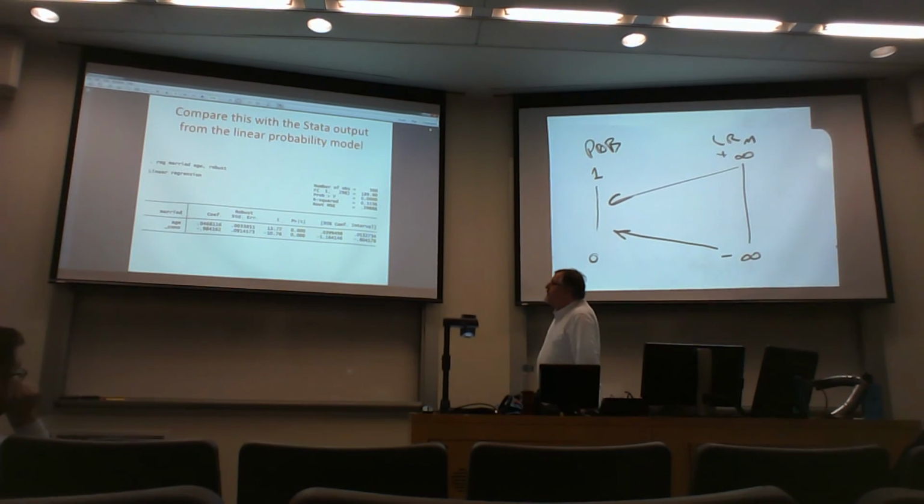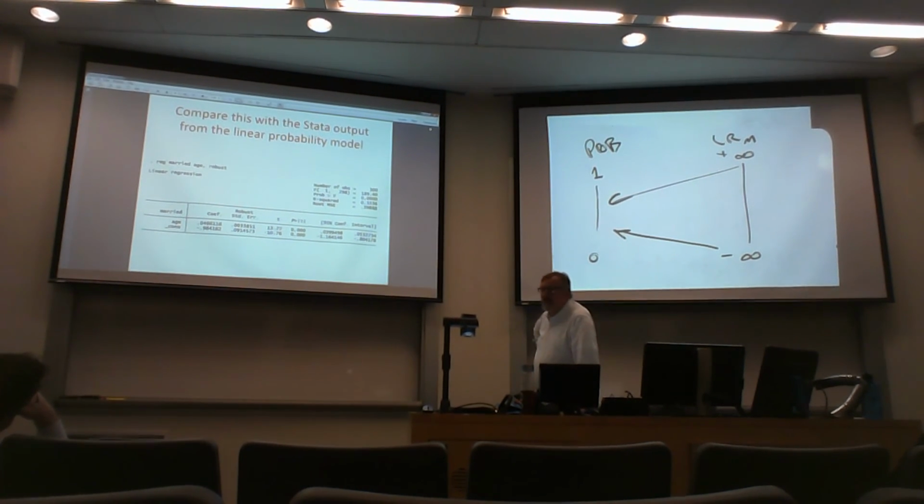Here, if you just do the straight linear regression with robust standard errors, well, again, age is statistically significant. You get a coefficient of 0.04 and an intercept of negative 0.9. You're going to run into the same problem. For very high ages or very low ages, this is going to predict probabilities that are invalid.